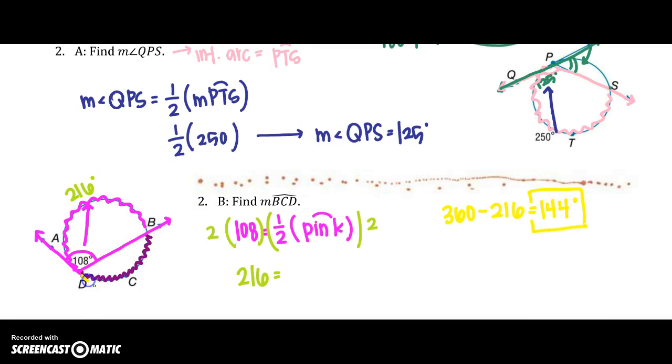Another way you could solve is you could extend this tangent right here, and you could, with 108, find that angle, which would be 180 minus 108, which would give me 72 degrees, and then 72 times 2, which would give me 144. So there's a couple ways to solve because I came to the same answer both times.